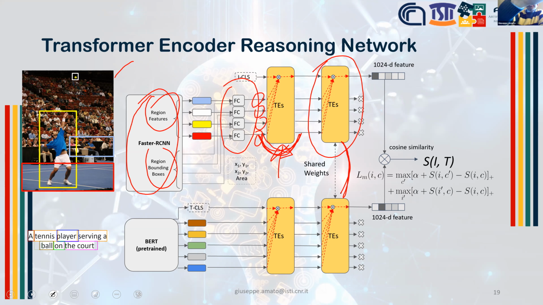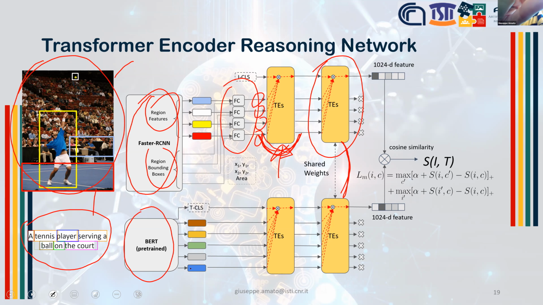I just told you what happens from the image side, but something similar happens on the text side. So we have a text describing this image, for instance. We use BERT to extract features associated with every word in the text sentence. These features are given, as for the image, to a battery of transformer encoders. And in the last step, these are passed to the last transformer encoder, which is exactly the same for the visual part and for the textual part.